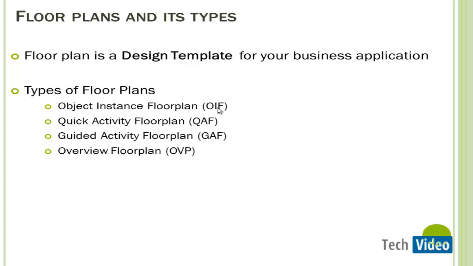So like this, you have 4 different floor plans available in FPM, and those are basically design templates with which you can embed all your Web Dynpro applications to give a different look to the UI. I have OIF, that is Object Instance Floor Plan, and QAF, which is Quick Activity Floor Plan. The third one is GAF, which is Guided Activity Floor Plan. And the final one is Overview Floor Plan, that is OVP. We'll be seeing all these floor plans in detail with examples in the upcoming slides.